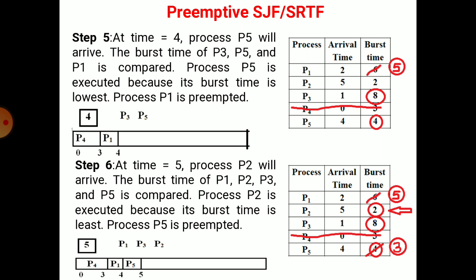At timestamp 5, the process P2 arrives. Now in the queue are P1, P3, P2, and one running process, P5. Comparing the burst times with P5, the process P2 is executed because its burst time is the least, and process P5 is preempted.